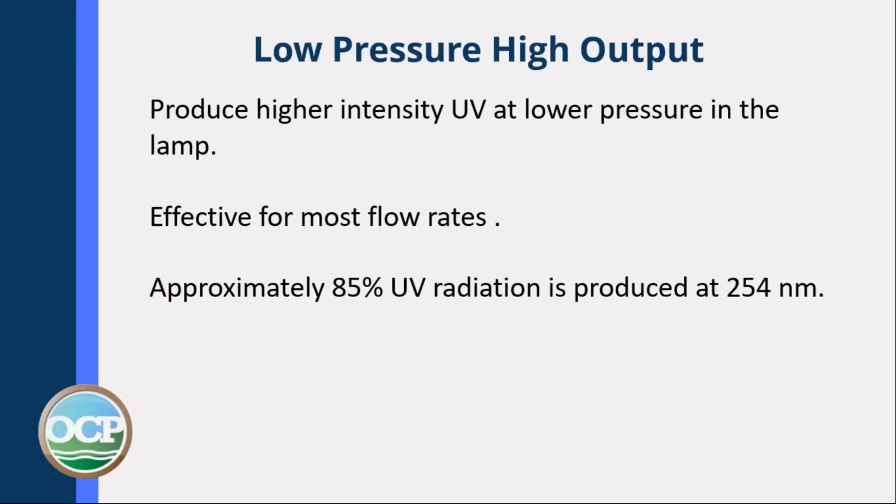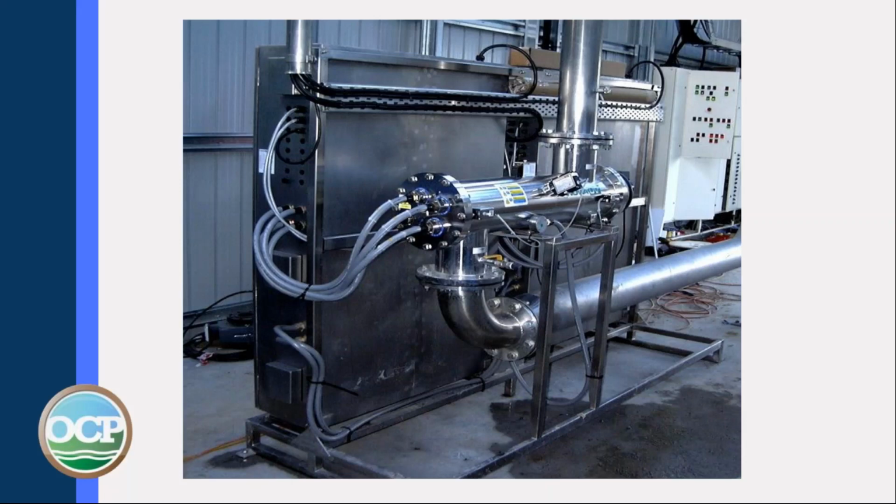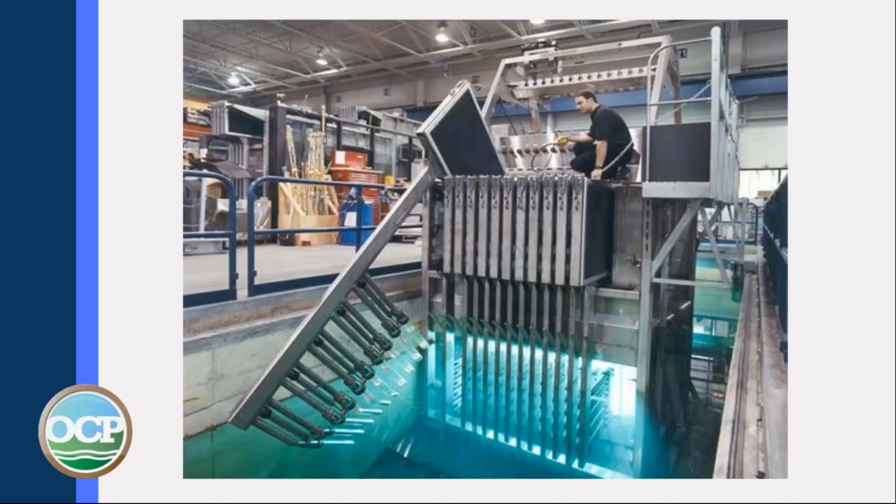Excuse me. Low pressure, high output: it's produced at higher intensity UV at lower pressure in the lamp. It's effective for most flow rates. And approximately 85% of the UV radiation is produced at 254 nanometers. There's a low pressure and a medium pressure setup. That's probably low pressure, high output. That first set we saw at the beginning was low pressure.